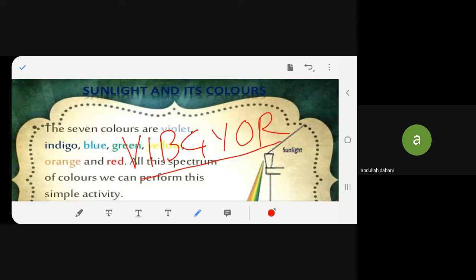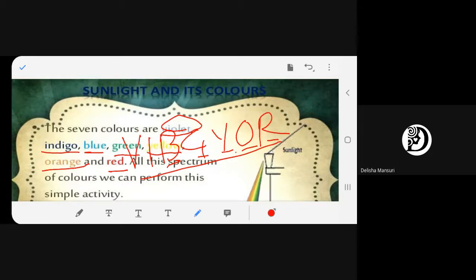What does it look like? What is it? VIBGYOR. Say with me. V stands for violet. I stands for indigo. B stands for blue. G for green. Y for yellow. O for orange. R for red. Clear?